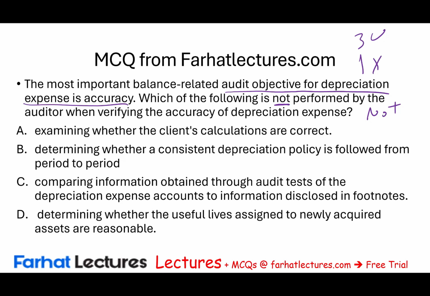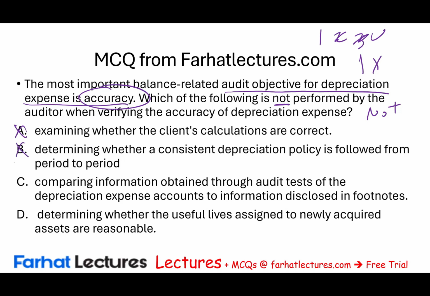Okay. A: Examining whether the client's calculations are correct. Do we have to do that? Of course we have to do that. We have to perform that. So A is out. Now we're down to 2 that are performed and 1 that is not. B: Determining whether a consistent depreciation policy is followed from period to period. Do you have to determine this? Yes, because it's not only about accuracy here. It's also about disclosure. You want to make sure you disclose this if it's inconsistent. Therefore, we have to do this. So this is out.